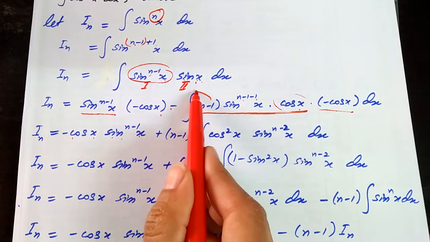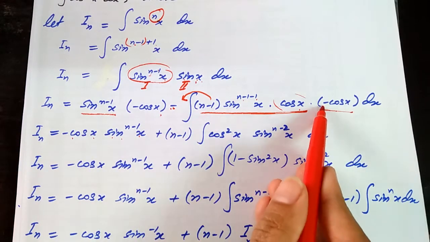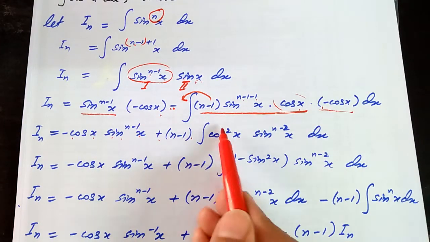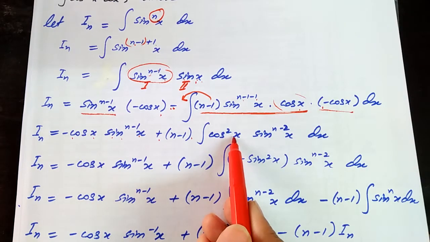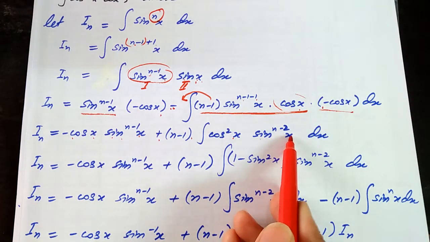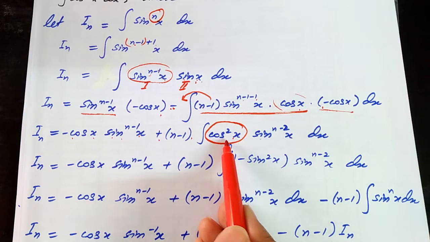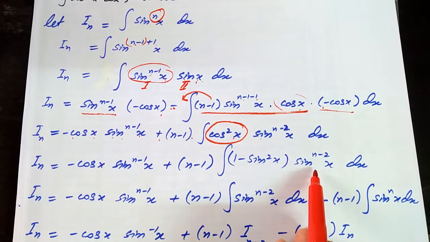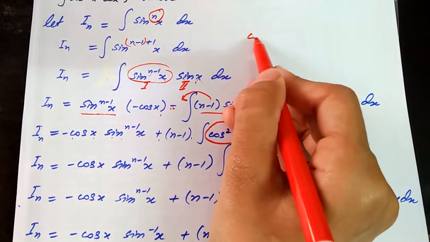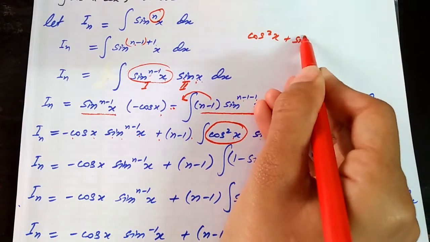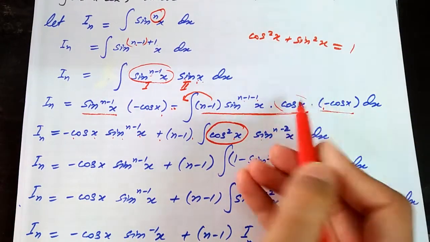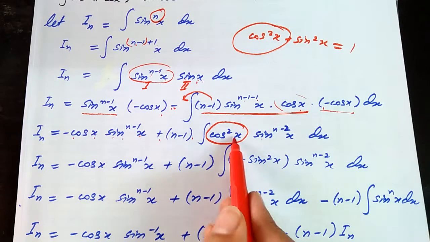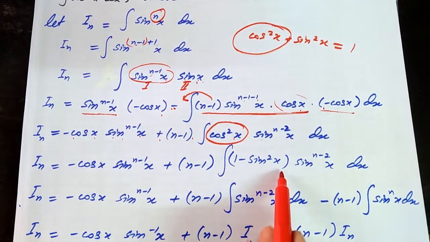This is a constant term, it will be taken outside. Minus minus will become plus (n minus 1) cos square of x sine n minus 2 of x. I can write in place of cos square of x as 1 minus sine square of x because I want to convert this whole equation in sine. So using the identity cos square of x plus sine square of x equals 1, I can get the value of cos square of x here as 1 minus sine square of x.